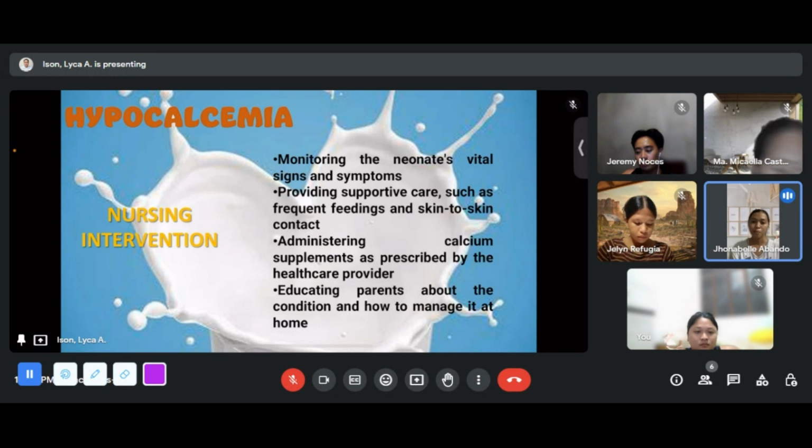And lastly is educating parents about the condition and how to manage it at home.